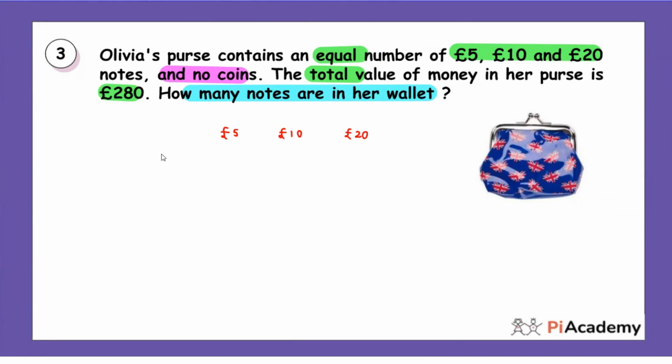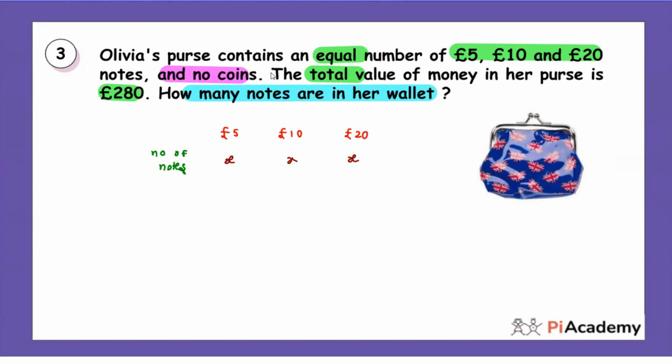And if I write here number of notes, these are the three things that may be different, but because of this condition, they are equal. Okay. So let's say the number of notes of £5 is X. If I take this, then all will become X. The reason behind this is the number of notes is equal for each of them, right? And there is no coin.